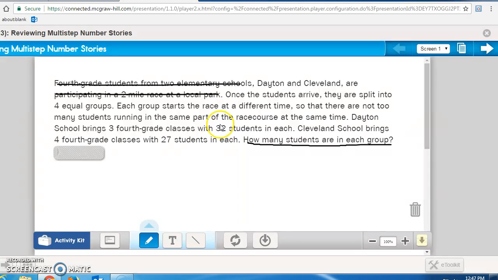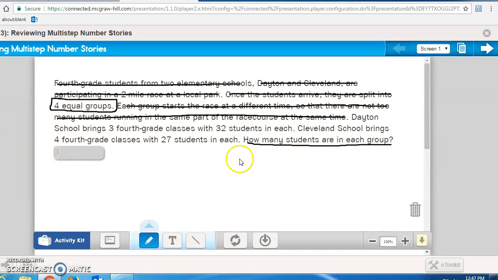That number is not really important. The fact that they're from 2 different schools, well, at this point that's not really important. The fact that they're splitting into 4 groups, that's important, because my question is asking me how many students will be in each group. It says each group starts the race at a different time, so there are not too many students running in the same part of the race course at the same time. Well, that explains to me why I need 4 equal groups, but I really don't need that information now once I'm starting to figure out how many students there are total.